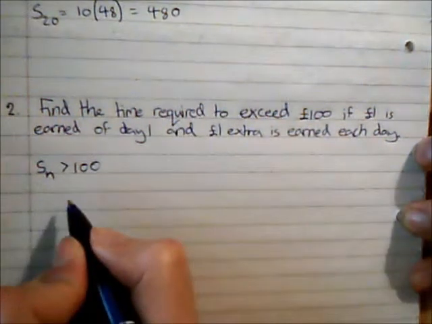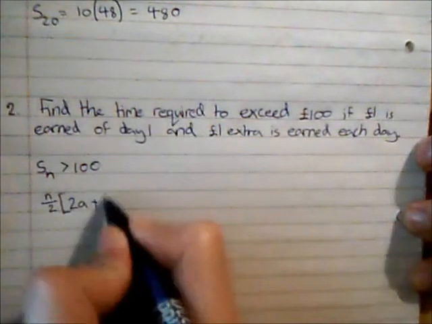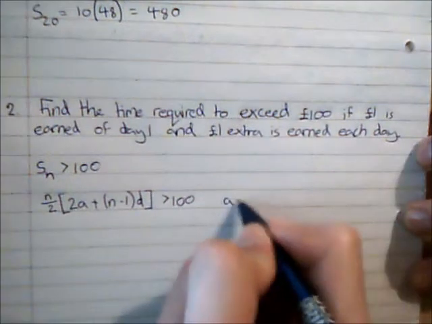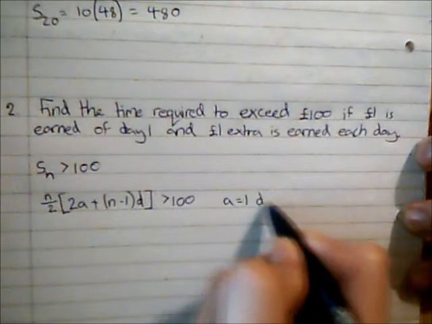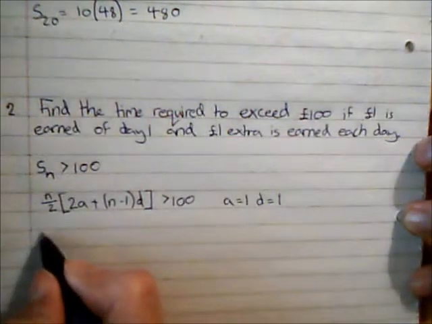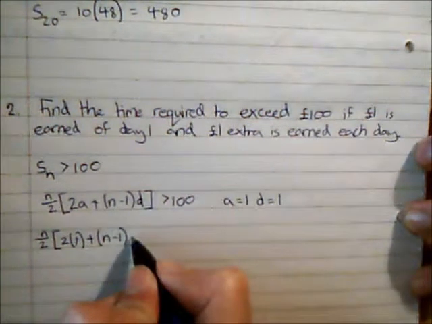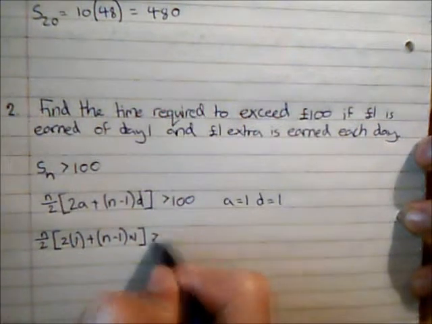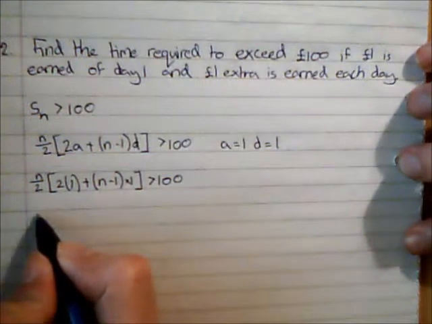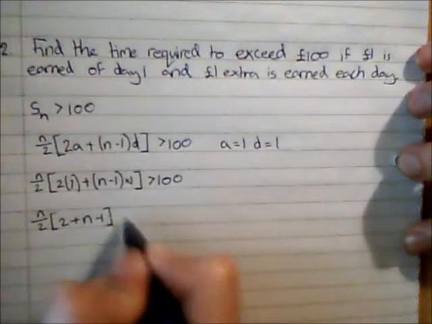So we know Sn can be written as a formula, so I'm looking for when n over 2 lots of 2a plus n minus 1 d exceeds 100. So a is 1 and d is 1 because it's £1 on the first day and each additional day is an extra £1. So n over 2 lots of 2 lots of 1, add n minus 1 lots of 1 exceeds 100. So n over 2 lots of 2 plus n minus 1 is greater than 100.